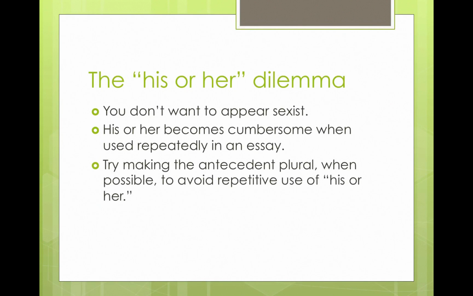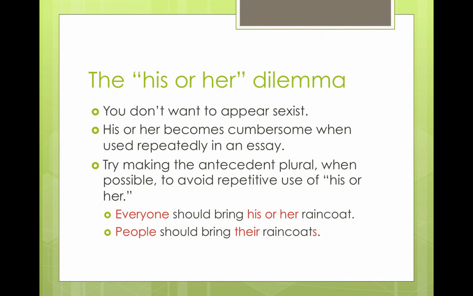And when you do, if it's possible, sometimes it's not, but if it is possible, that way you avoid the repetitive use of his or her, because once you've made the antecedent plural, then you can have the pronoun be plural as well. So where I said earlier, everyone should bring his or her raincoat, if I wanted to avoid that his or her dilemma, I could just say people should bring their raincoats. But notice that I had to make raincoats plural because everyone's not traveling with the same raincoat. Everyone has his or her own, rather.